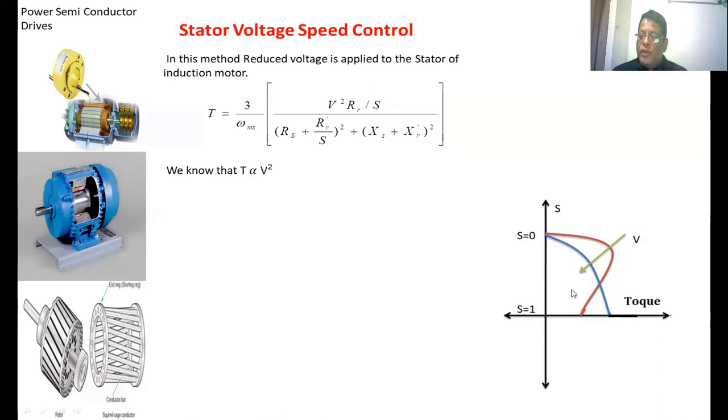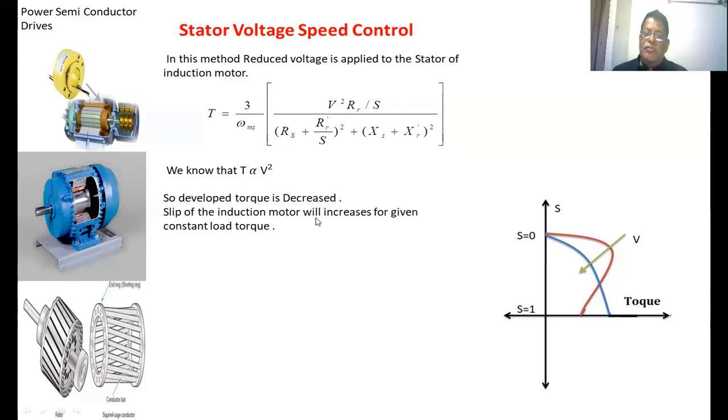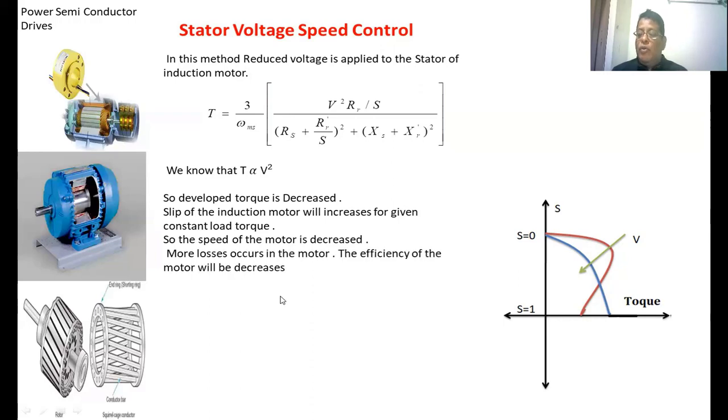For constant load torque, at reduced voltage the slip is more, which means the speed of the induction motor will be lesser compared to the rated voltage applied to the induction motor. So the developed torque decreases. The slip of the induction motor will increase for a given load torque. Once it increases, the speed of the motor will decrease. But in this method, more losses occur in the rotor of the induction motor, so the efficiency of the induction motor will decrease.